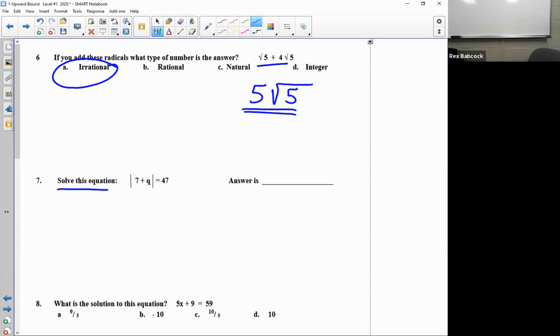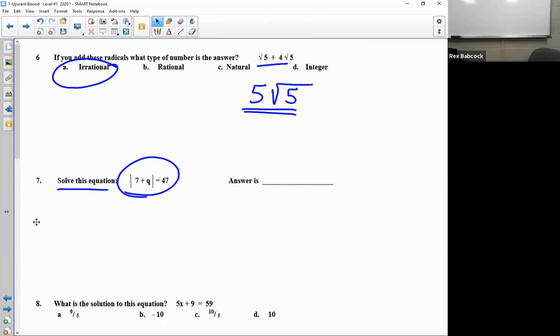7. Solve this absolute value. Give it a try on your own. Everybody try that. There's probably 2 different answers on number 7. And it's not a multiple choice, so you have to be right on it. Give it a try. Let's take about a minute on that. Do that one without me showing.